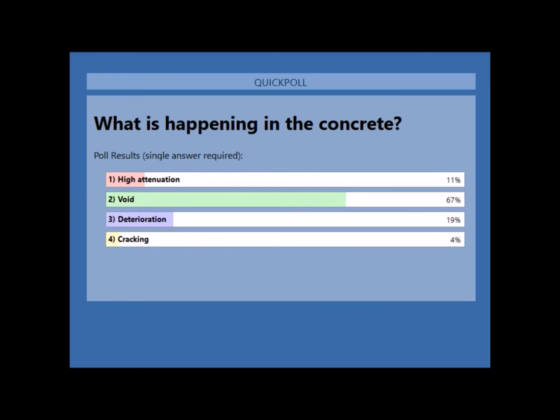67% of you got it right. I applaud you on that one. It is a void underneath the concrete. So those of you that didn't get that answer, let's discuss it.